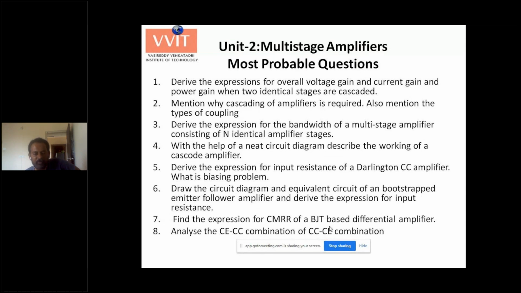Overall, what will happen? The bandwidth will get reduced, and thus that derivation is also important. You have to do that for identical stages and non-identical stages. There is a slight difference in the formula. I have not included this in my slides either. Anyhow, what is the effect of cascading on bandwidth, please?